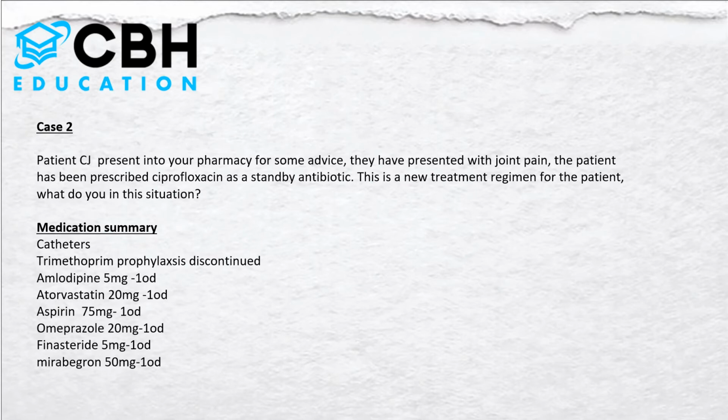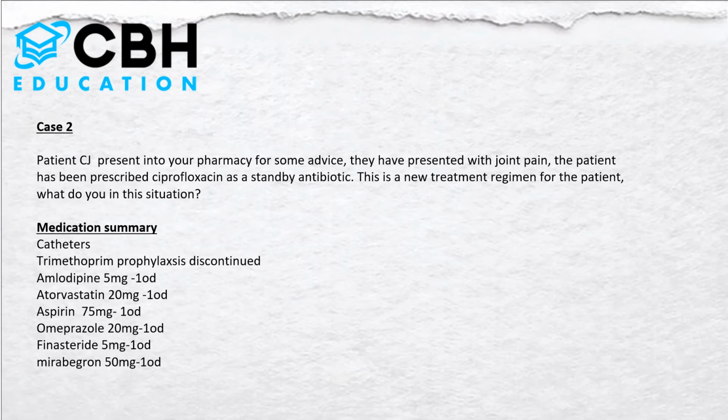Next one. Patient CJ presents into the pharmacy for advice. They have presented with joint pain. They're on ciprofloxacin as a standby antibiotic, and this is a new treatment regime for the patient. What do you do in this situation? So you've got the medication history again. You've also got that the patient is on catheters and the trimethoprim prophylaxis is discontinued.